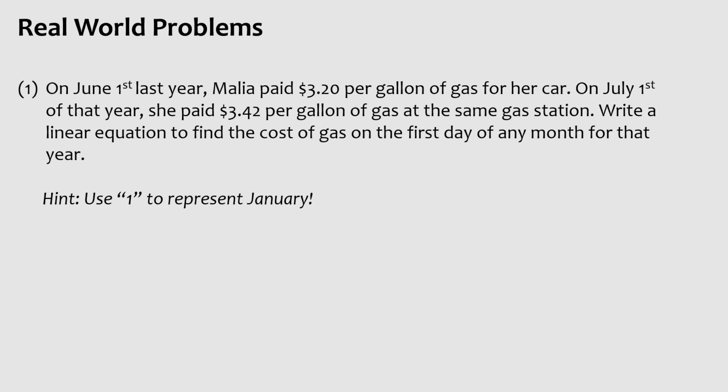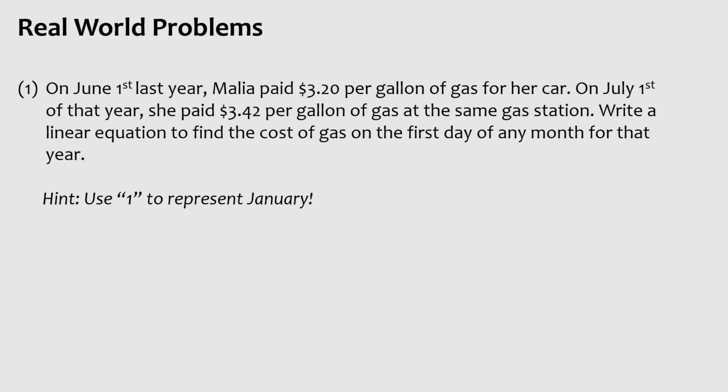Okay, so we have a real world problem here. Speaking of amazing, this problem looks amazingly difficult, but it's really not that bad. It says on June 1st of last year, Malia paid $3.20 per gallon of gas for her car. On July 1st of that year, she paid $3.42 per gallon at the same gas station. Write a linear equation to find the cost of gas on the first day of any month for that year.